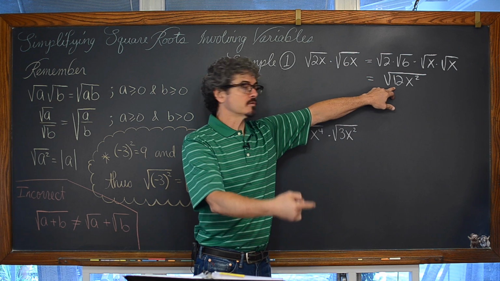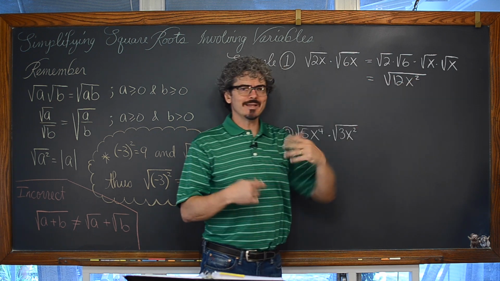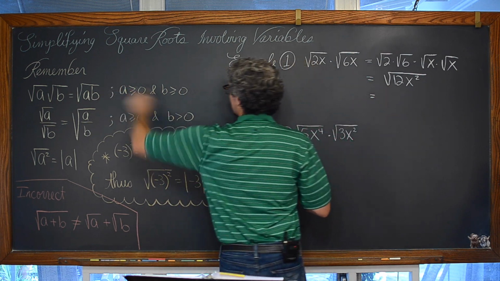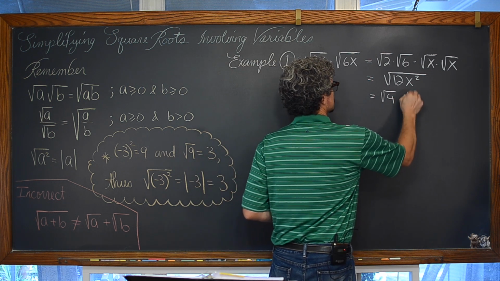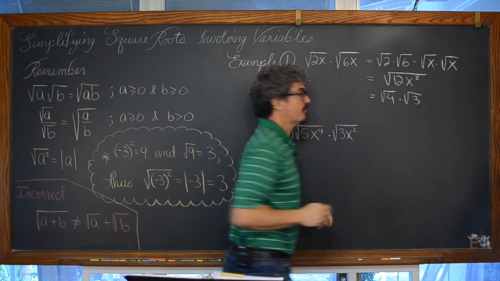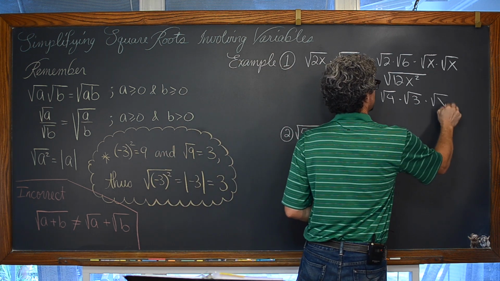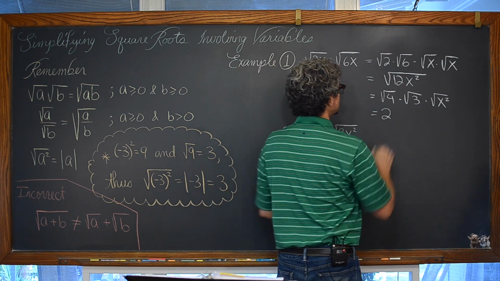2 squared is equal to 4. And of course, we can see that we just have x squared, so that itself is a perfect square. So this can be, again, using our property of multiplication for square roots, written as the square root of 4 times the square root of 3, of course, because 4 times 3 is equal to 12, times the square root of x squared. Well, the square root of 4 is 2.